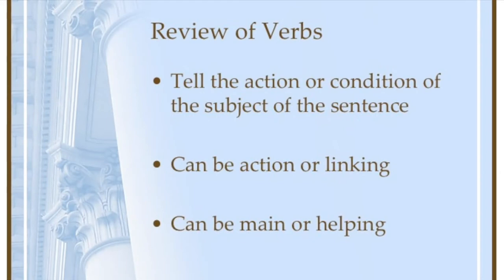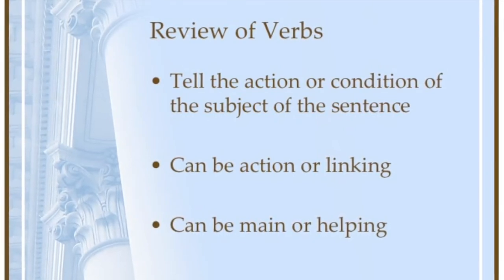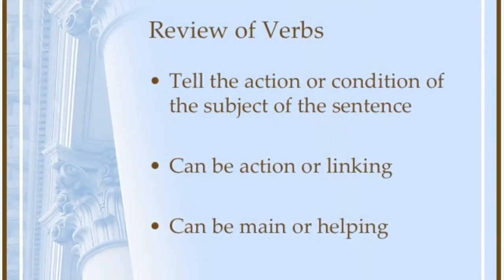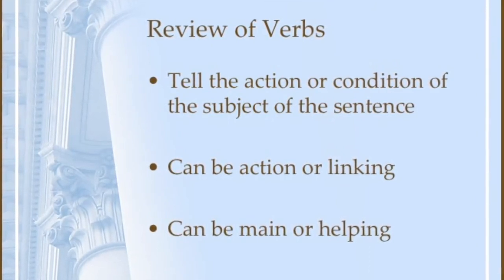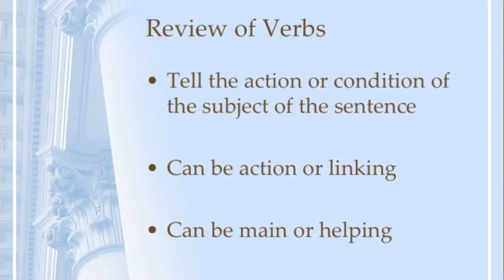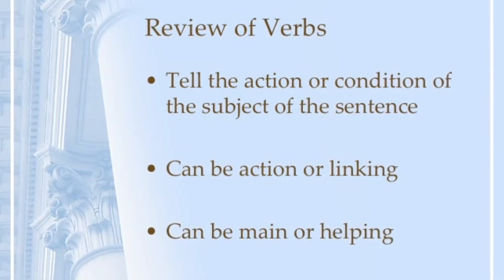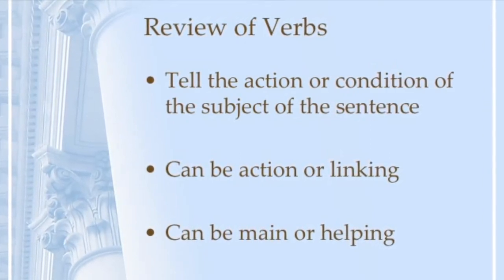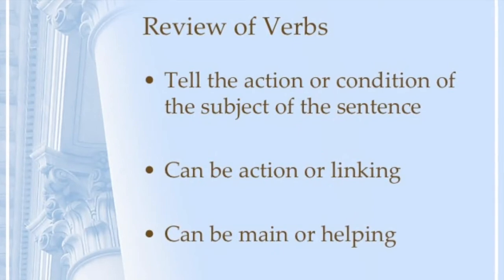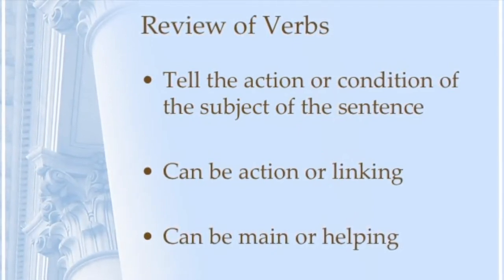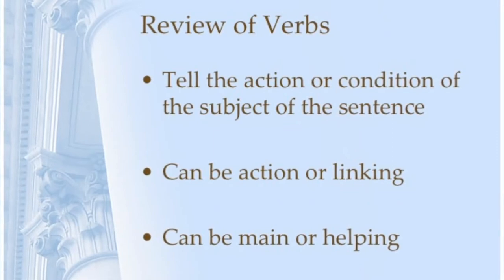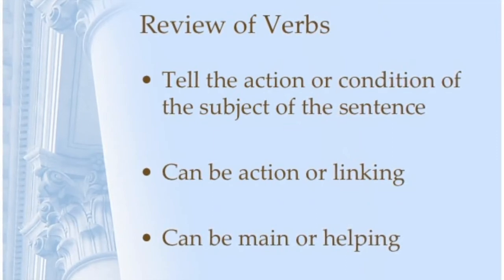Verbs tell the action or condition of the subject of the sentence. That means every sentence has to have a verb in it in order to be a complete sentence. Verbs can be action verbs or linking verbs, which connect the subject to a describing word in the predicate. And verbs can be the main verb of a sentence, or they can be helping verbs, which come in front of a main verb in order to tell us more about the verb's tense.